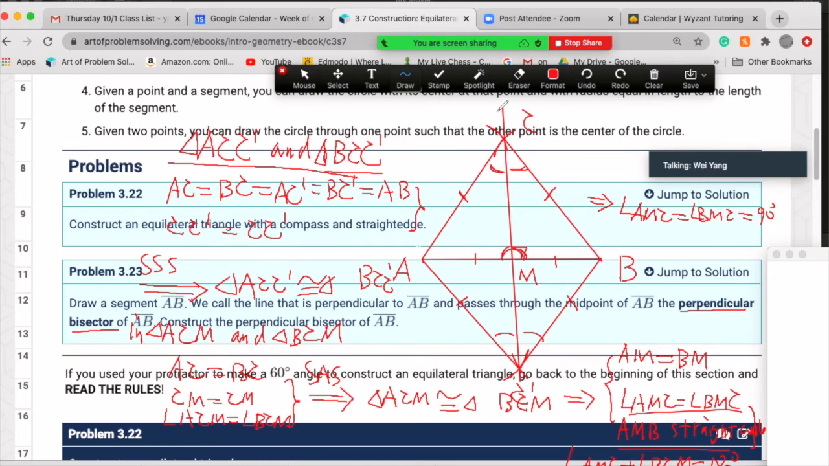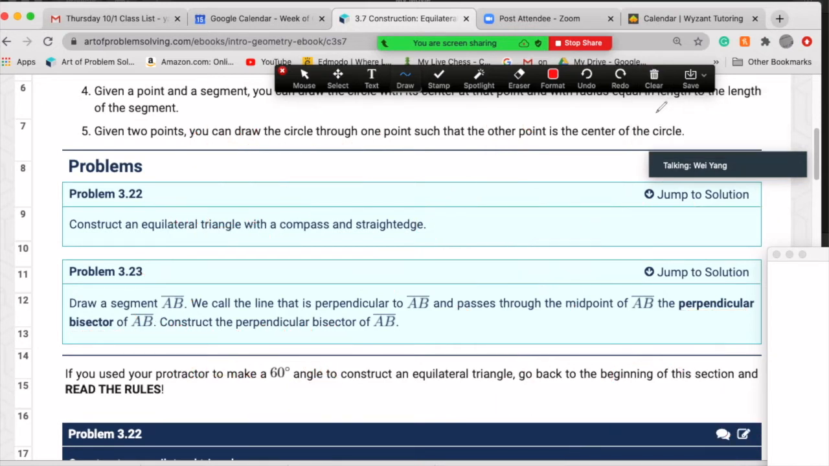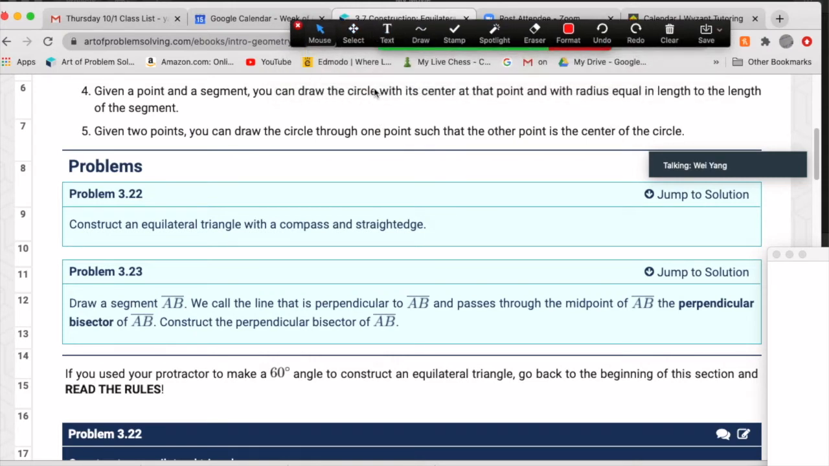So now, by drawing these two arcs, we got these two intersection points. We connect these two intersection points and we get CC prime. This line segment is actually the perpendicular bisector of segment AB. Okay? So that's what we proved here. You can see what we drew here, that's the perpendicular bisector of AB.